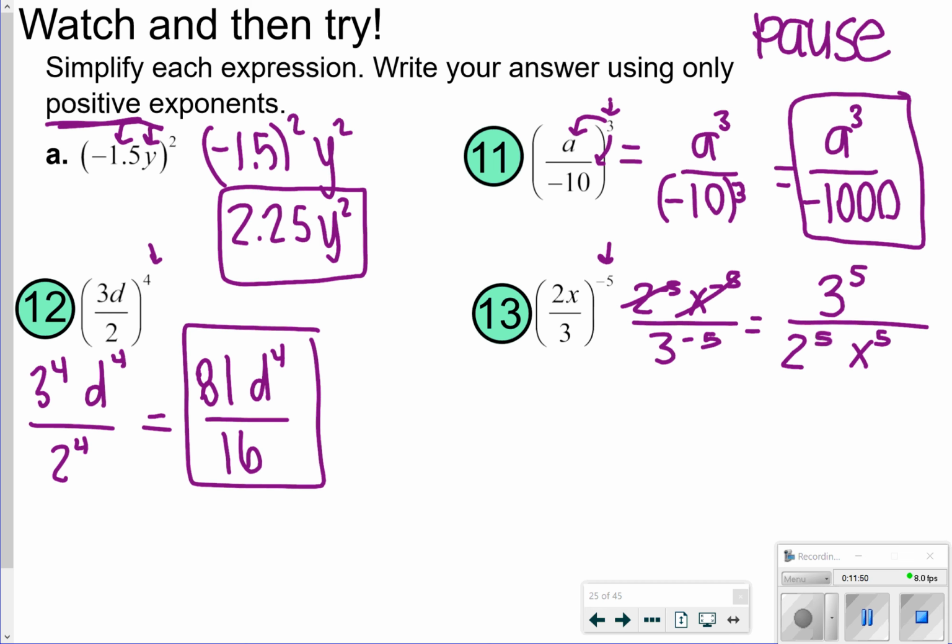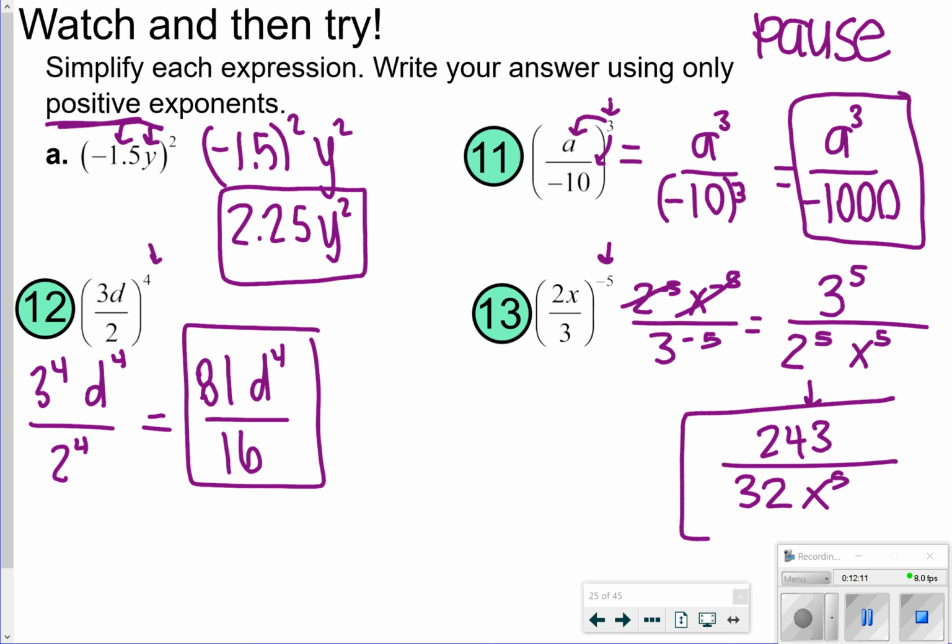Once again, you can simplify your numbers and just keep your variable the same. 3 to the fifth power is going to give me 243. And then 2 to the fifth power gives me 32. X to the fifth power stays the same. 243 and 32 do not have any other numbers in common, so this right here would be my final answer.